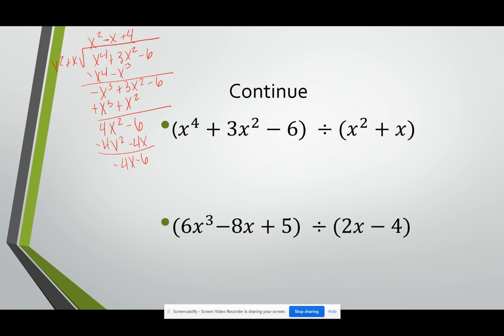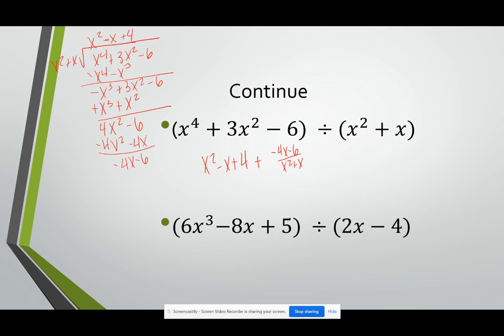So this will be our remainder. So this will become x squared minus x plus 4 plus negative 4x minus 6 over x squared plus x. And once again, I told you this is why, because if I did a minus 4x minus 6, that is incorrect. You would have to take the minus sign out of everything. You might as well just do the plus, whatever it is, so you're not making a mistake there.